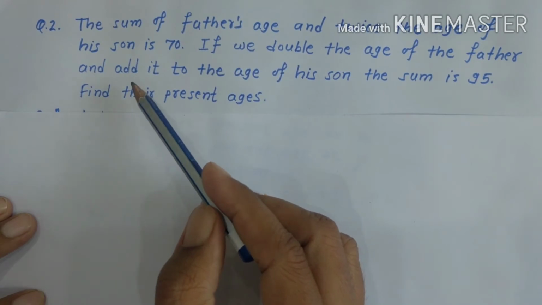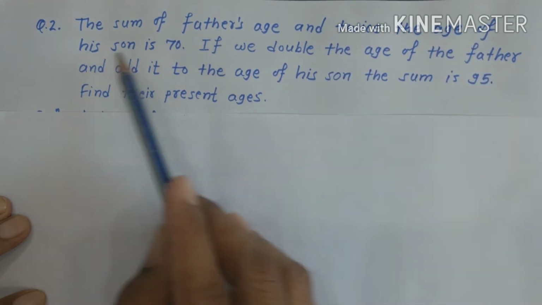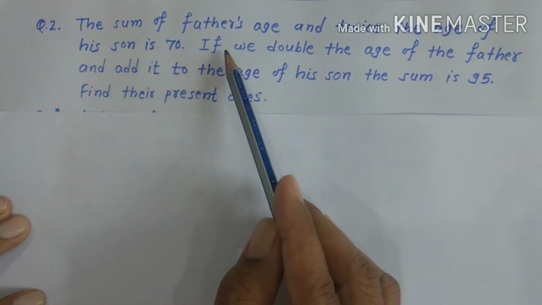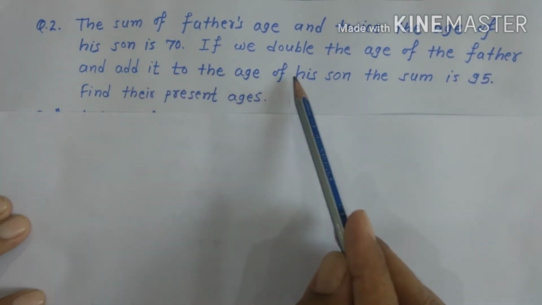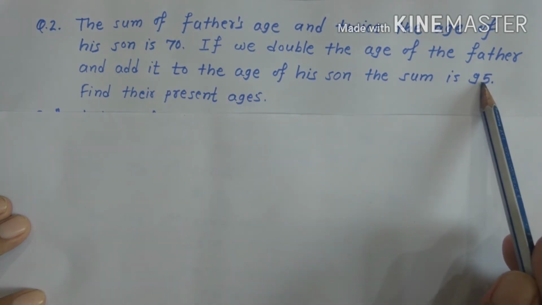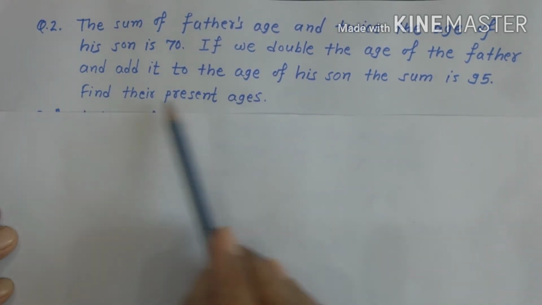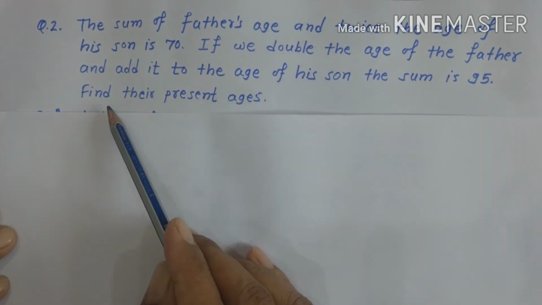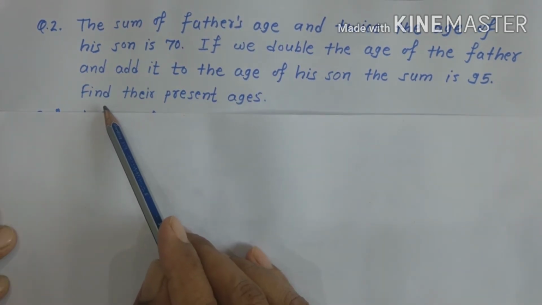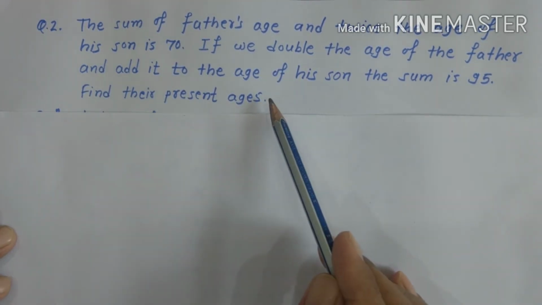Now let us see another word problem. The sum of father's age and twice the age of his son is 70. If we double the age of the father and add it to the age of his son, the sum is 95. Find their present ages. Read the last line again. Find their present ages. It means that we have to find the present age of father and his son. Here again remember one thing, that we always consider the variable for the unknown quantities or numbers.